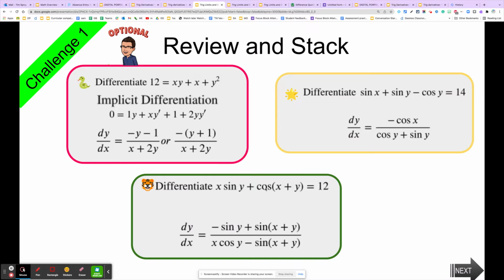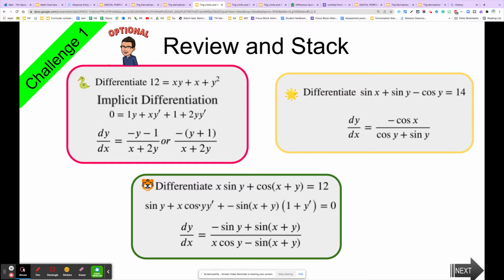Okay, so let's try the tiger. Pause the video and give it a go. All right, here we go. This is going to be the product rule right here. The derivative of x is 1 times sine y plus x times the derivative of sine y, which is cos y, and the derivative of y is y prime. Plus, now be careful here, the derivative of cos of (x plus y) is going to be negative sine of (x plus y), and now we need to multiply this by the derivative of x plus y, which is 1 plus y prime. So be careful here.